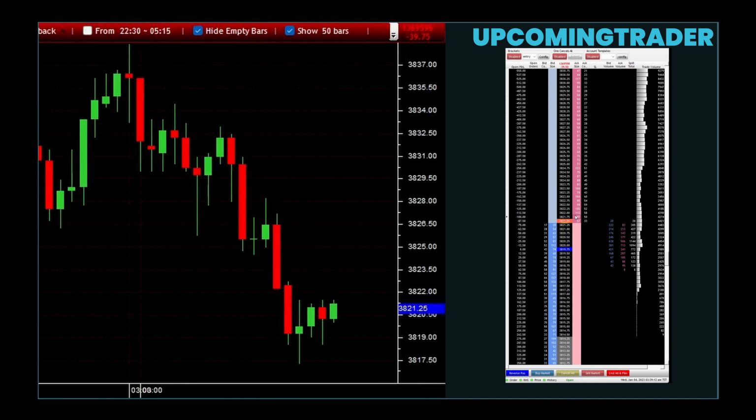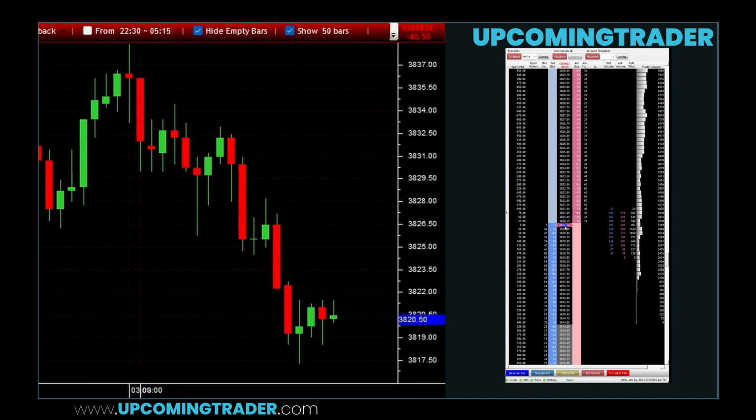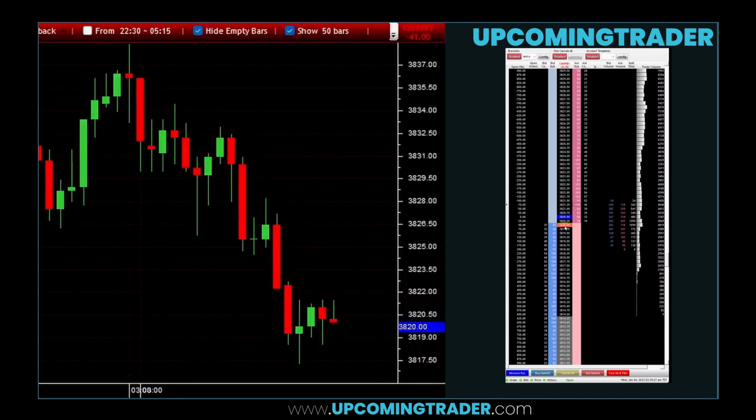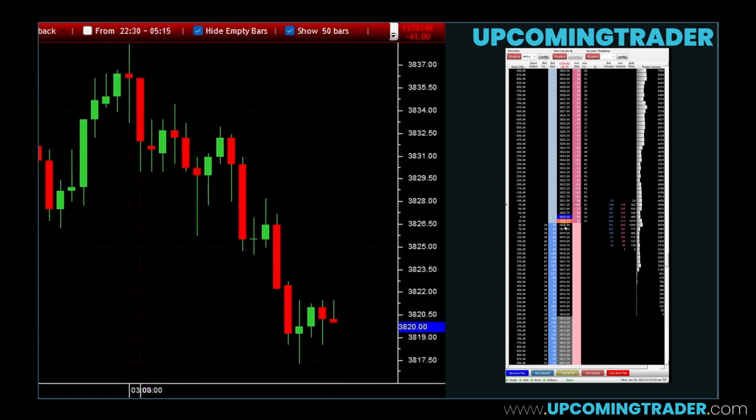To understand the inverse head and shoulders better, think of it as the market testing a support level multiple times. The left shoulder forms when the price falls and then rises slightly, showing that buyers are starting to step in. Then the price drops again to create the head, which is the lowest point, showing that sellers still have some control. However, when the price rises again from that low point, it shows that buyers are coming in even stronger.